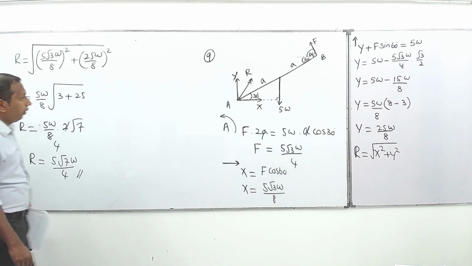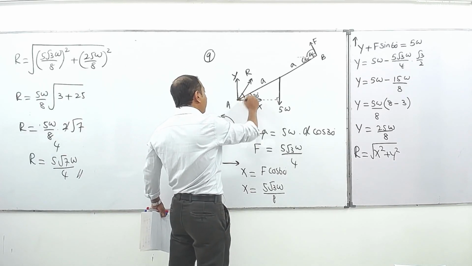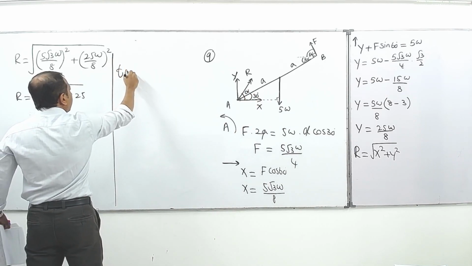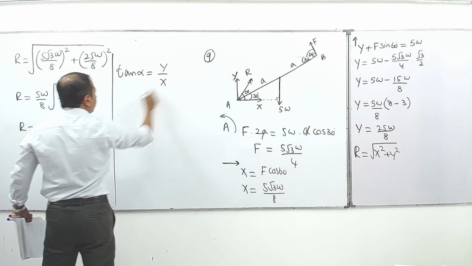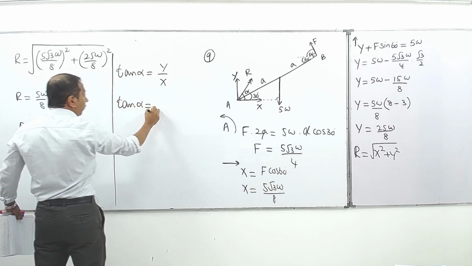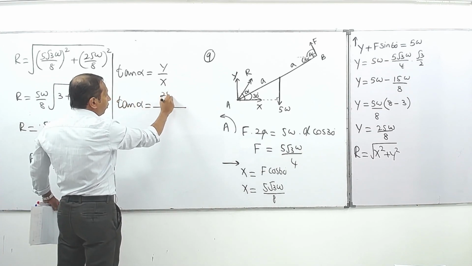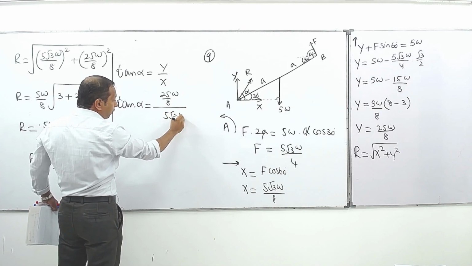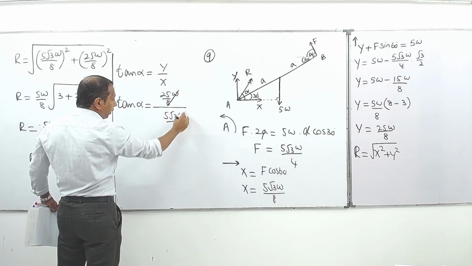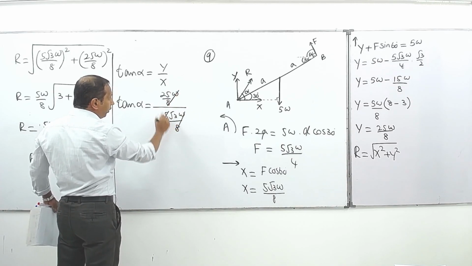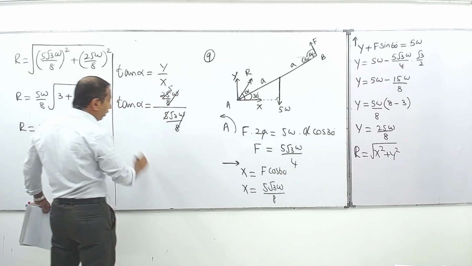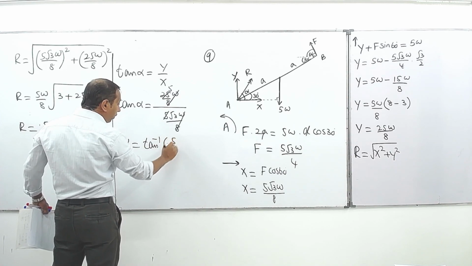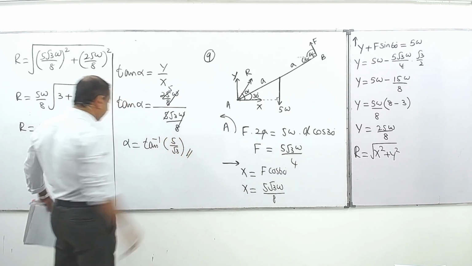The direction you can find if we take this angle as alpha, tan alpha can be found. Tan alpha is going to be y over x. Your y is 25 w over 8, your x is 5 root 3 w by 8. w by 8, w by 8 you can cancel down. 5 here, 5 here, 5 over root 3. Alpha is equal to tan inverse 5 over root 3. Right.